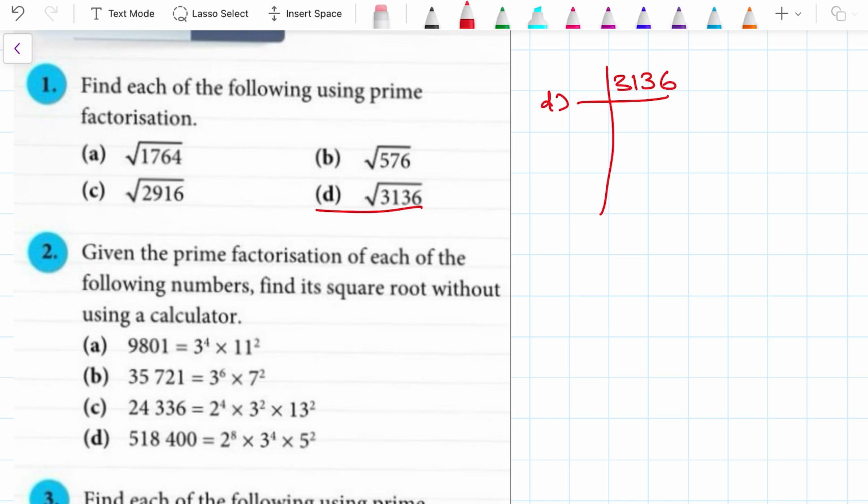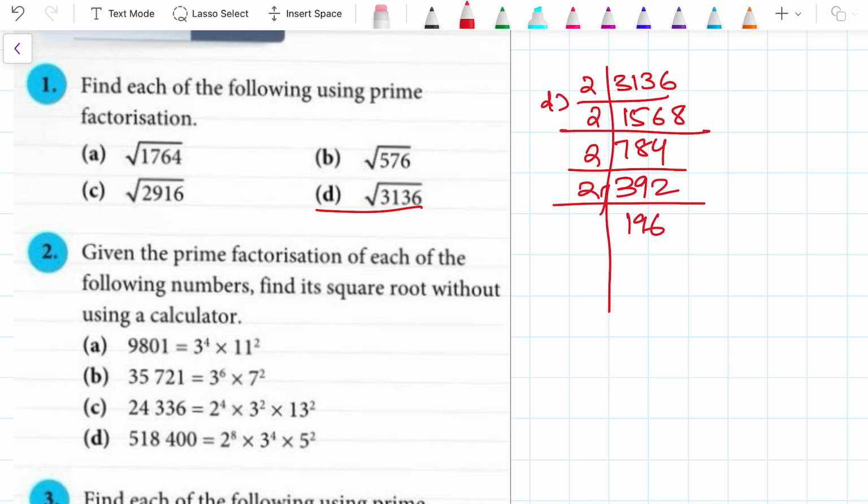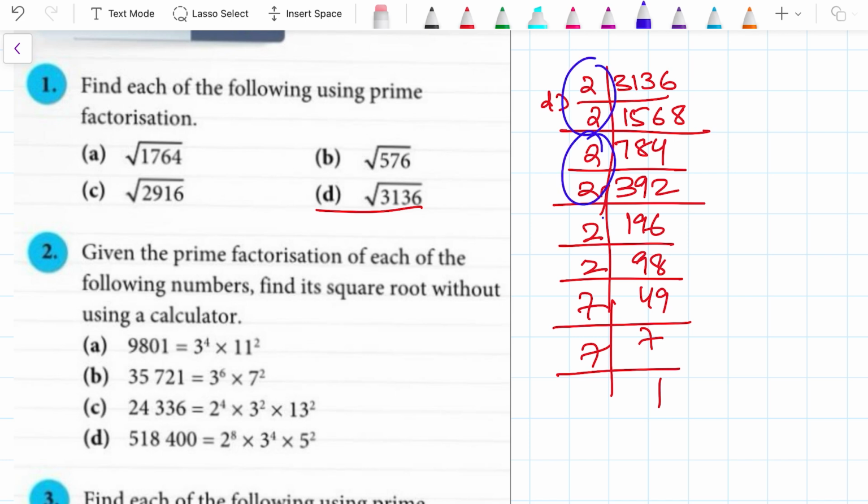3136 divided by 2, we get 1568. Divide this again by 2, we get. Divide this again by 2, we get. Divide this again by 2, we get. Now pairs, 1, 2, 3, 4: 2 into 2 into 2 into 7, 8 into 7, 56. That means the square root of 3136 is 56.